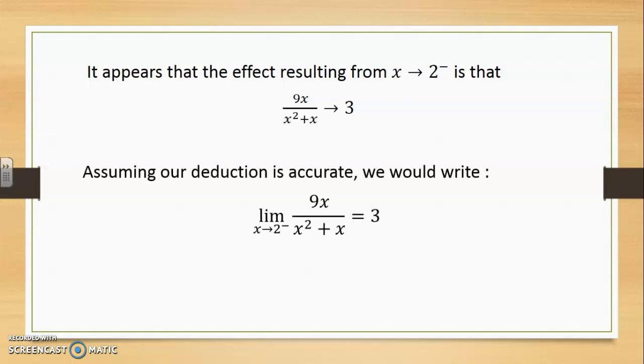Assuming that our deduction is accurate, we could write that the limit as x approaches 2 from the left of 9x over x squared plus x is equal to 3. Or the limit as x approaches 2 from the left of the function we denoted as f of x is equal to 3.